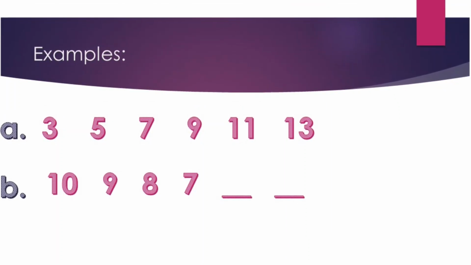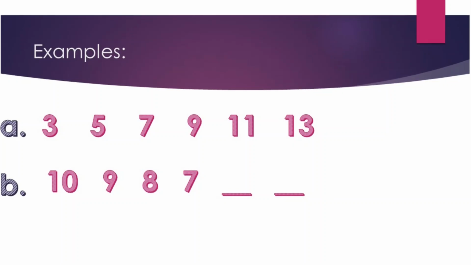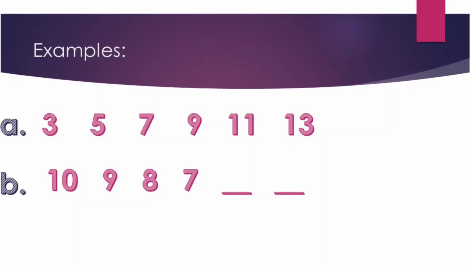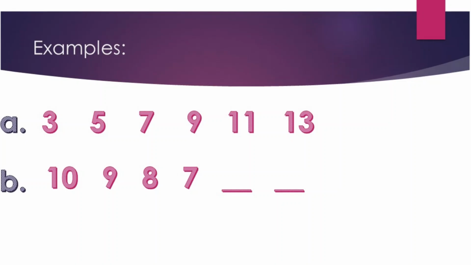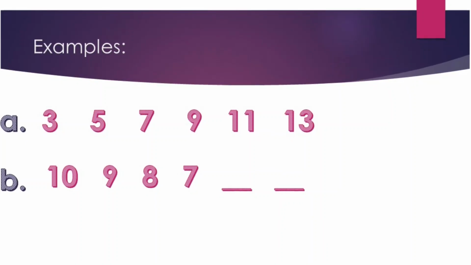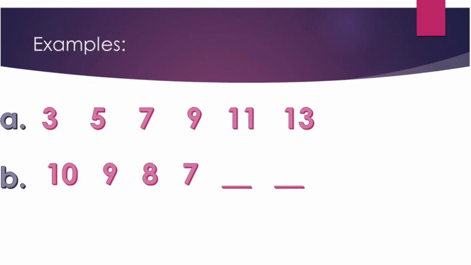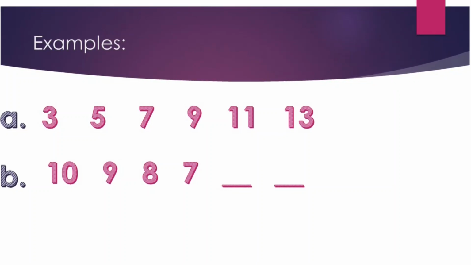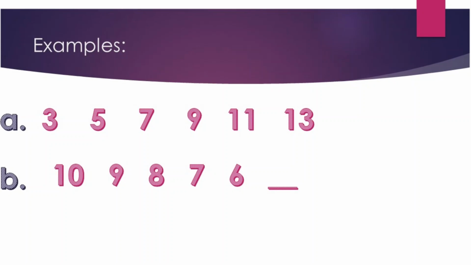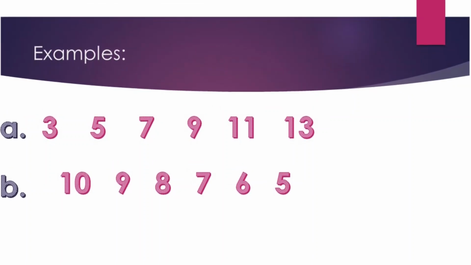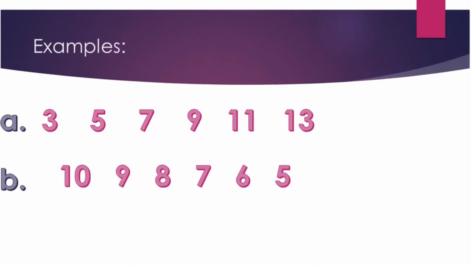So students, let's take one more example. Now we have 10, 9, 8, 7. Now, which is the next number? Students, can you tell me something about these numbers? Yes, these numbers are in reverse order. So tell me, students, which number comes before 7? Right, 6. And which number comes before 6? Yes, 5. So students, these types of patterns are known as decreasing patterns.